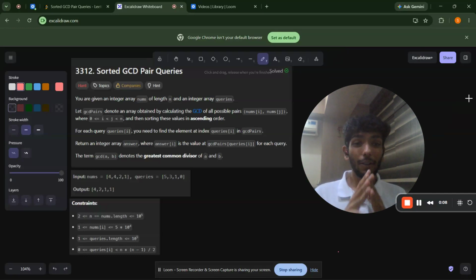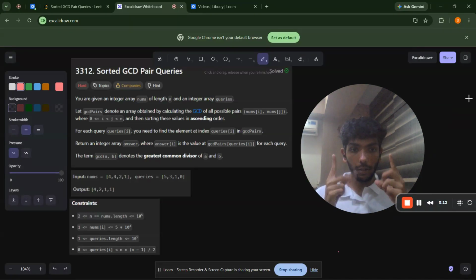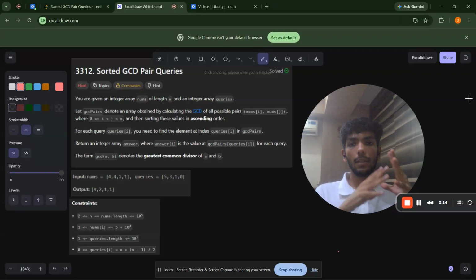Okay, so hello everyone. In this video, we'll be solving question number 3312, which is Sorted GCD Pair Queries. It is marked hard. The question is very easy to understand, but the main bottleneck which makes this a hard level question is its constraints. So let's first understand the question and then derive an approach that works with the constraints. Okay, so let's start.